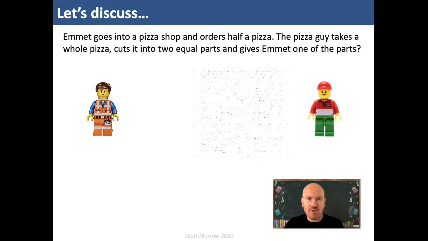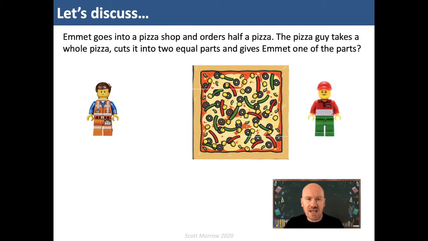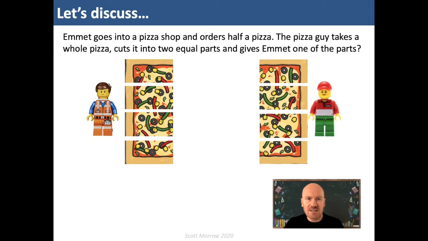Or he could start with that whole pizza again. Once again, half it into 2 equal parts, but this time let's half each of those halves to make quarters, and then half each of those quarters to make 8 equal parts. So he's made eighths. He only needs to give Emmett 4 of those eighths to be the same as that half pizza. And again, we can show that using the bar.